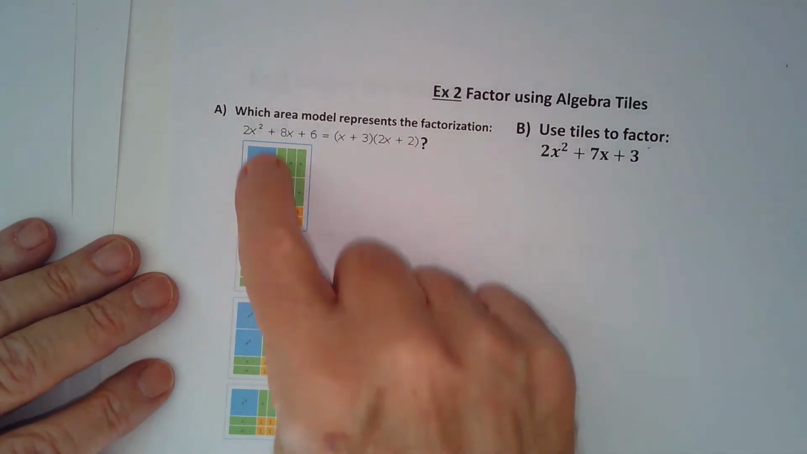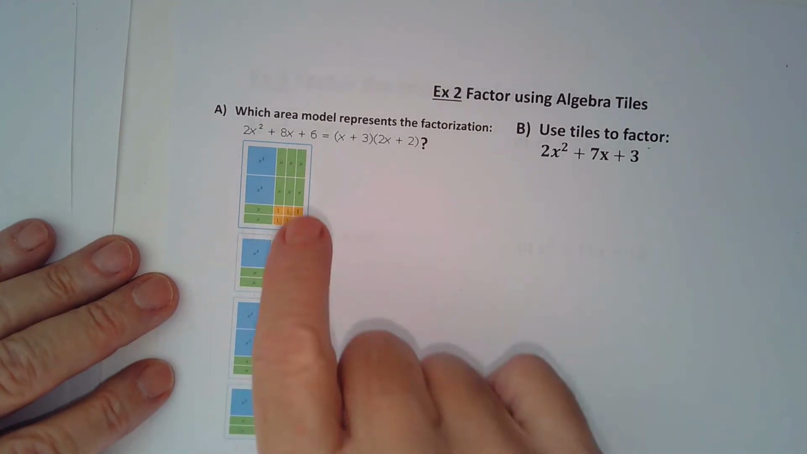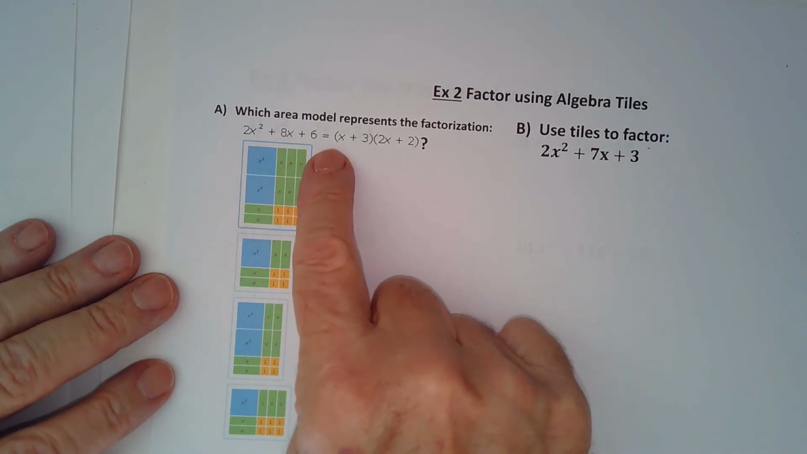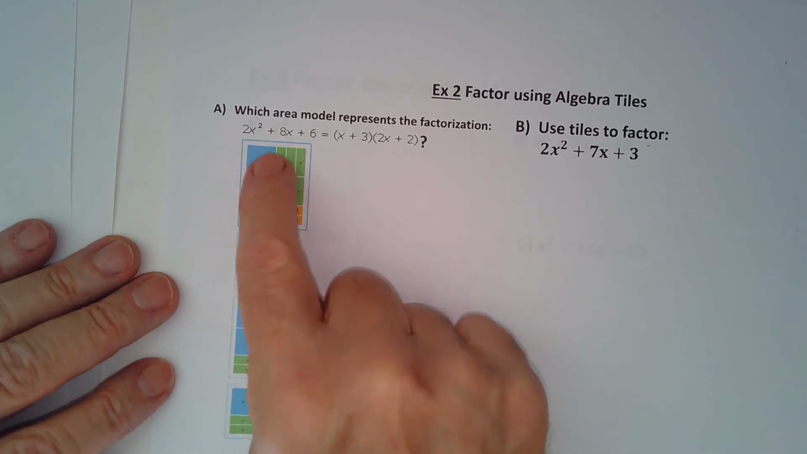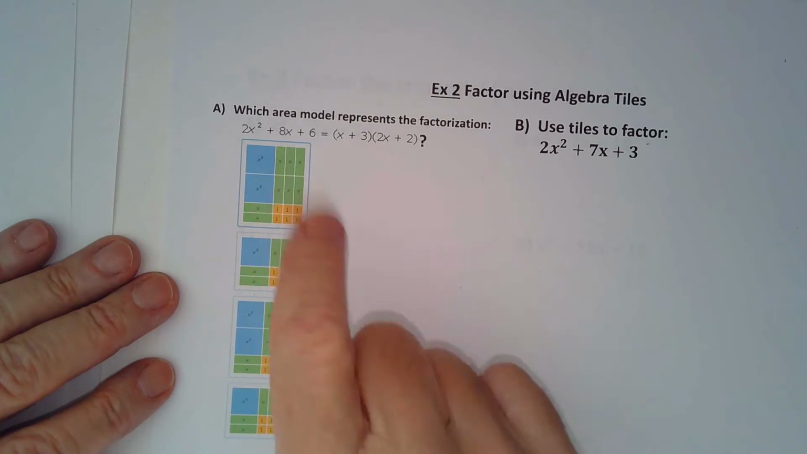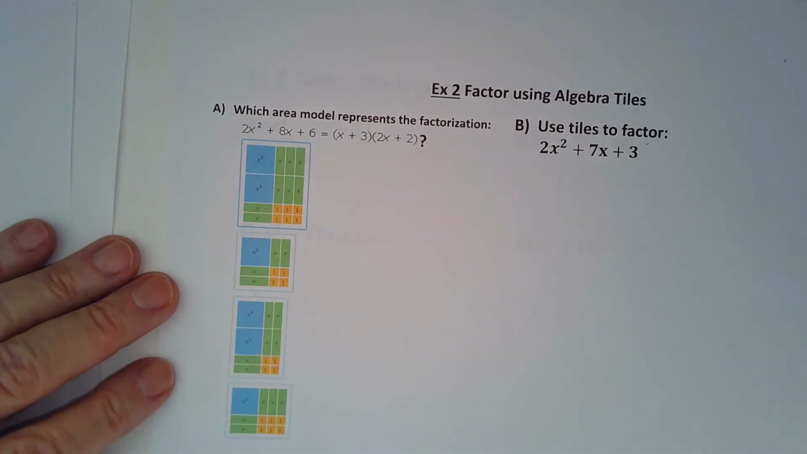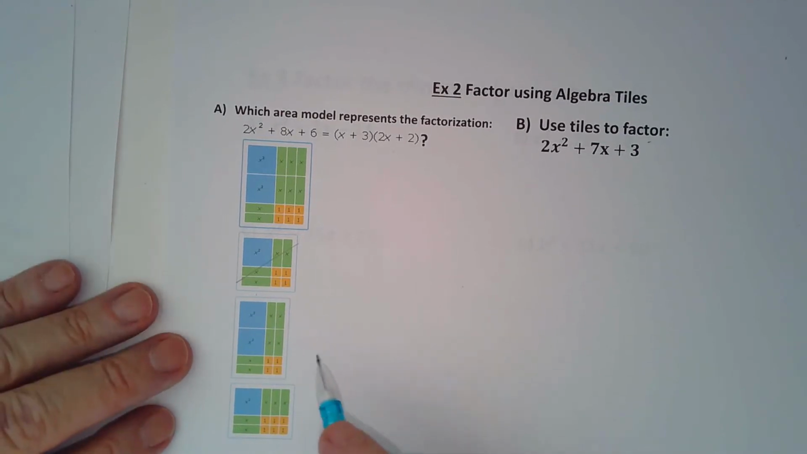Now, I'm not going to worry about trying to figure out which side is which. I'm just going to simply look at the number of x squares, the number of x's, and the number of ones we have. So this thing says 2x squared. Okay, I got 2x squares right here, so that's a candidate. Here I only have 1x squared, so that's not a candidate. Now in IXL you couldn't do this, but mentally I would just put a line through it. This has 2x squareds, so this is a possibility. This one has only 1.